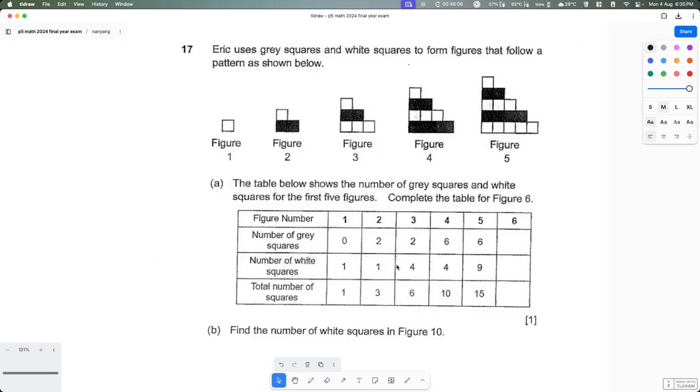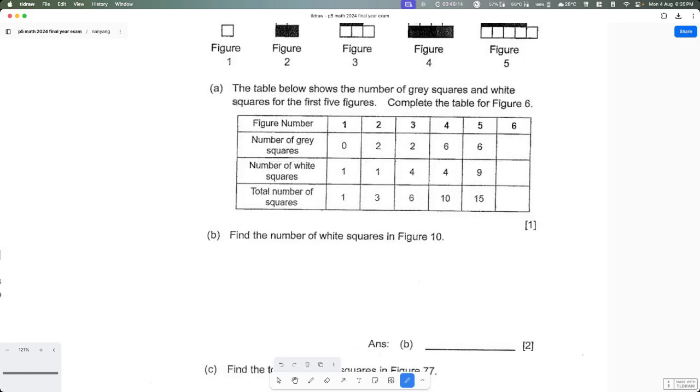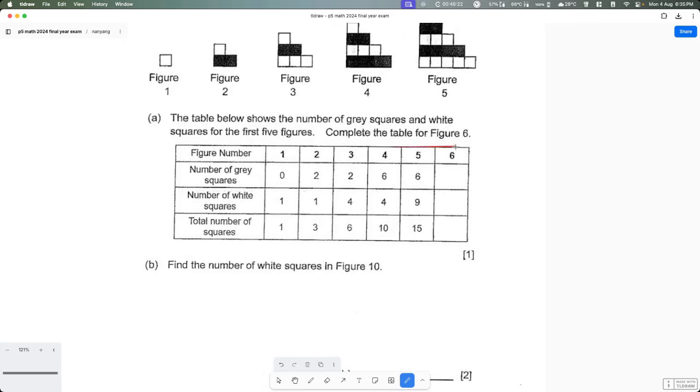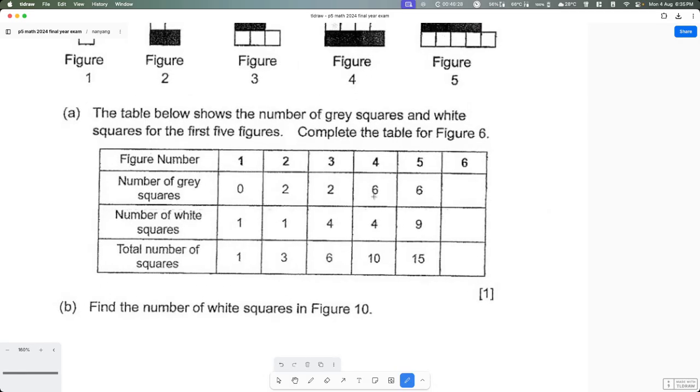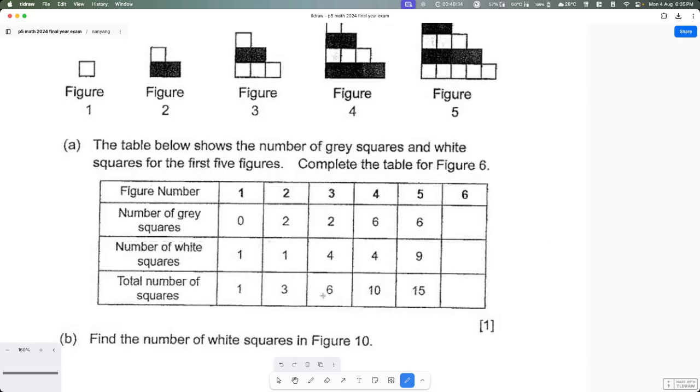Okay, so last question. Eric uses gray squares and white squares to form a figure. This shows the pattern. So this is what it looks like. Figure 1, 2, 3, 4, 5. Okay, so we need to complete the table for figure 6. So in this case over here, we have 1, 1, 4, 3, 4, 9. So let's see over here. So 1, 3, 6, 10, 15.